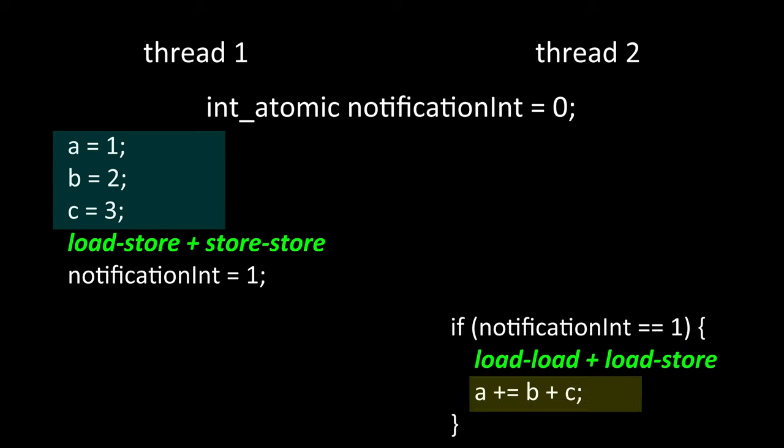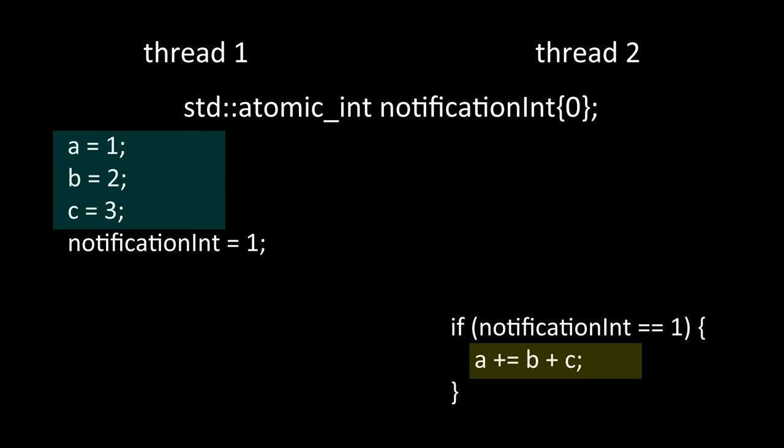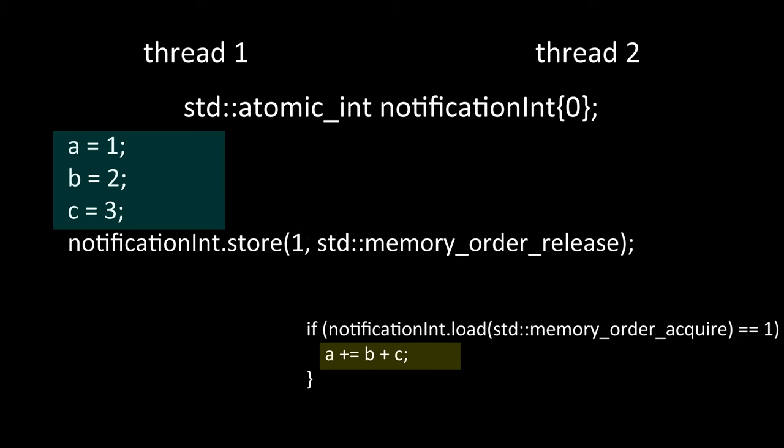This type of memory barrier usage is so popular that the combination of load-load and load-store barriers is collectively known as the acquire barrier. And load-store with store-store is known as the release barrier. If we switch from our imaginary int atomic to standard atomic, we'll get the same effect as said before. Standard atomic already uses those memory barriers under the hood by default, with some extra features. We can change the default behavior of standard atomic by manually specifying the type of memory barriers to use.